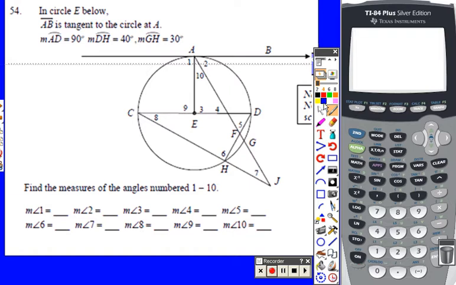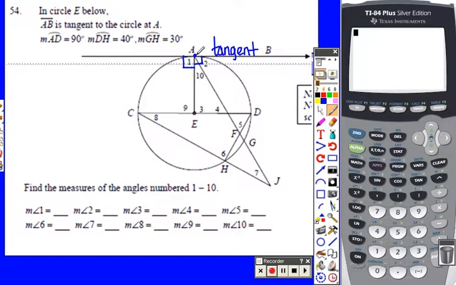Question number 54. Whenever I start these large circle problems, I try to fill in anything that they give me. AB is a tangent. This word might not actually be helpful, but as soon as you write tangent, you really can put in your right angles, because tangents make right angles at their point of tangency, in this case, point A.